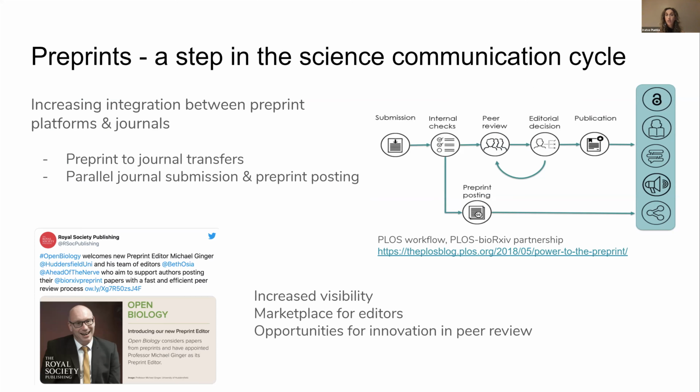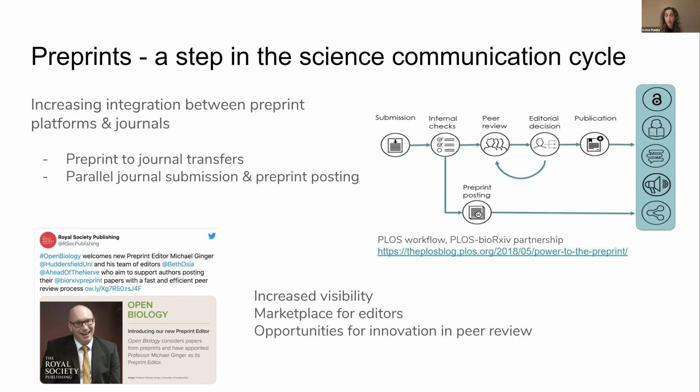In the opposite direction, we're also seeing journals who, in addition to being compatible with preprints, want to provide the option as a service for researchers to have their work posted as a preprint in parallel to their own journal process. So there are a number of publishers that operate this. For example, PLOS has partnered with bioRxiv to provide this service. Another important example in this space is Research Square, which has partnered with a number of journals within Springer Nature to offer this to authors.